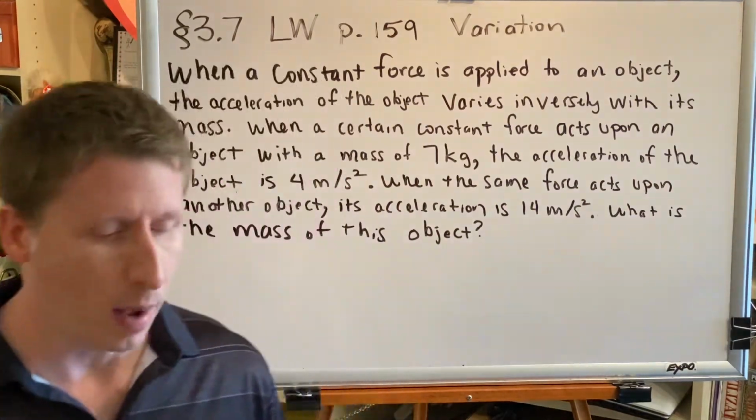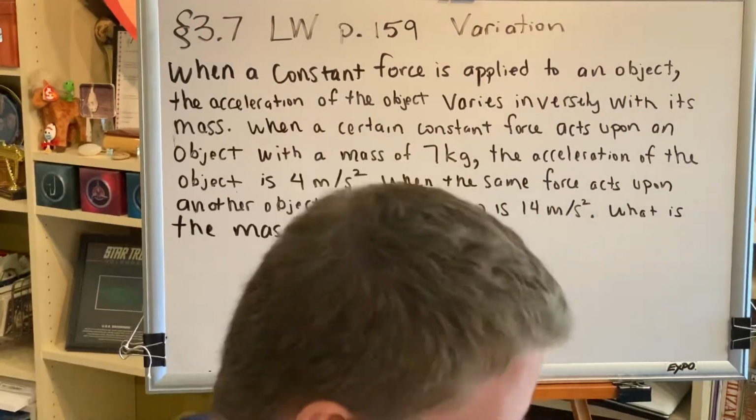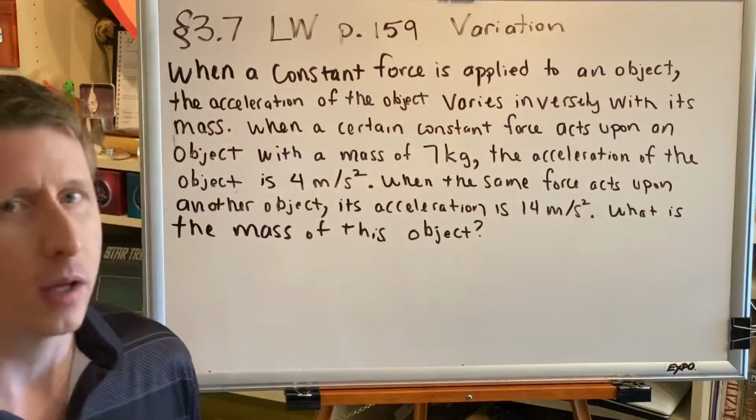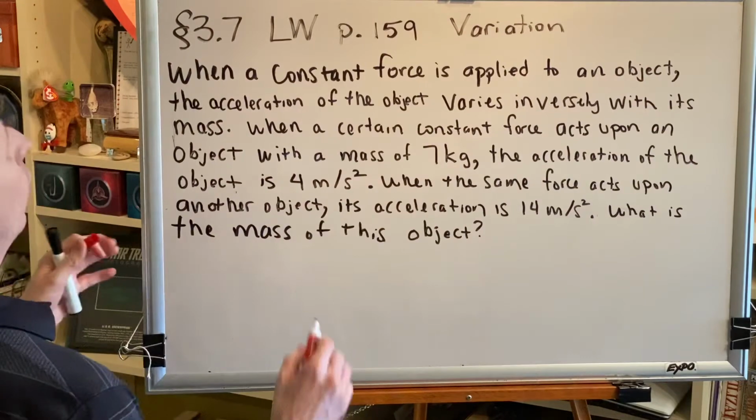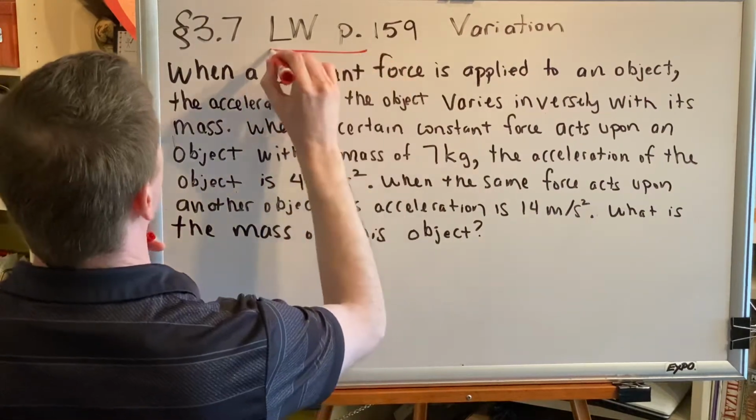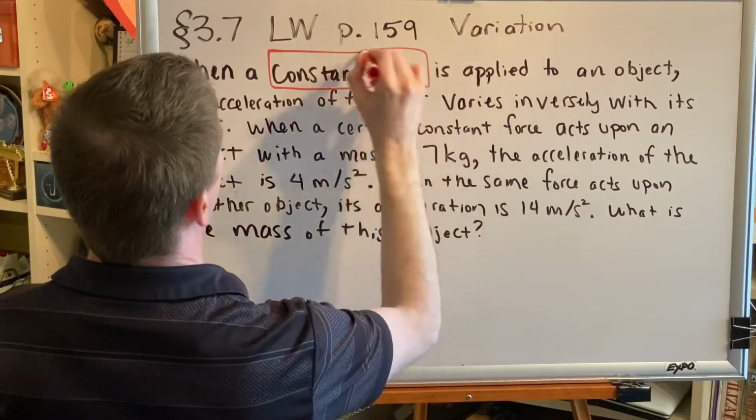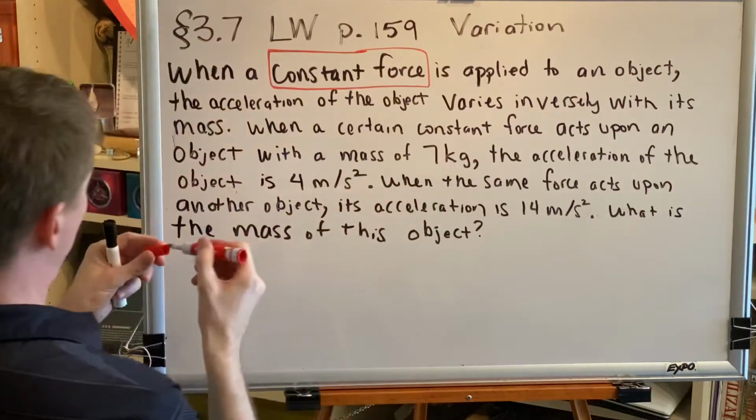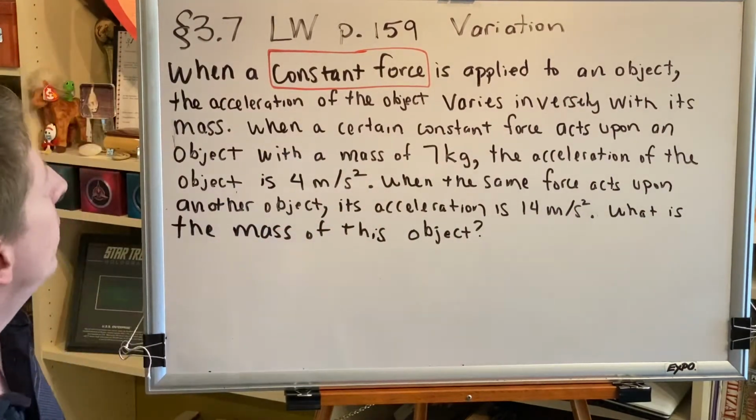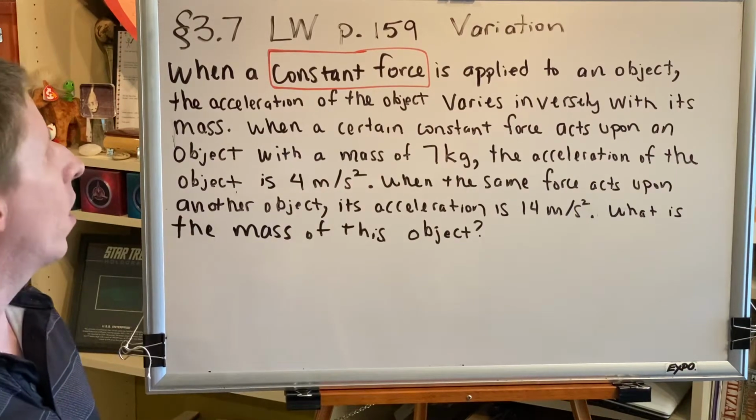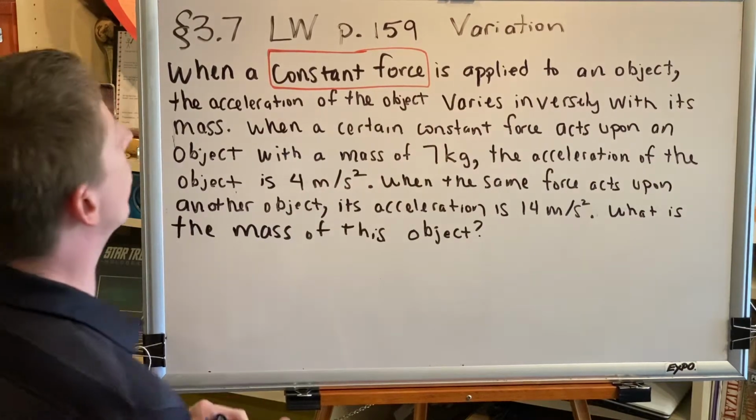Just like the previous problems, the first thing we need to do is identify what are the quantities that we can measure with numbers, and let's assign a variable to each one. So, force is something that we can assign a number to. And in this problem, force is constant. What that means for us is this is going to be our constant of proportionality k for this problem.